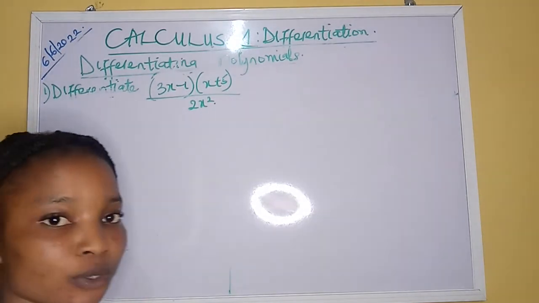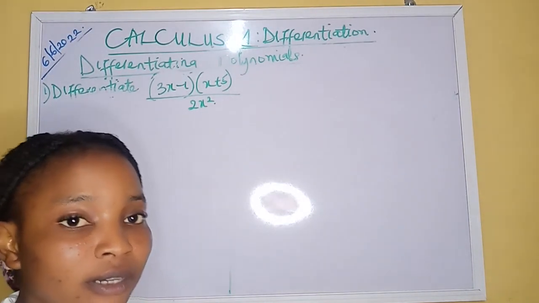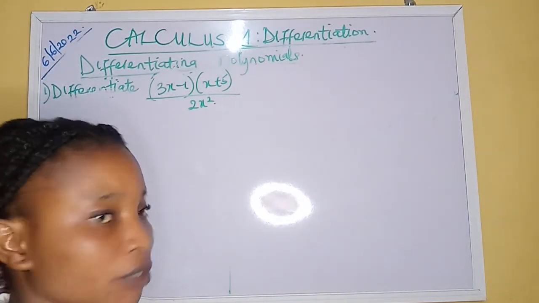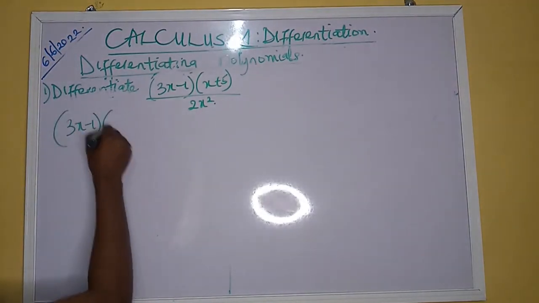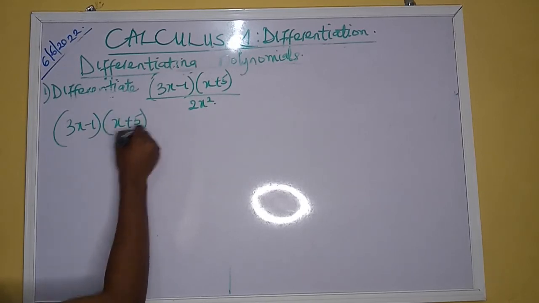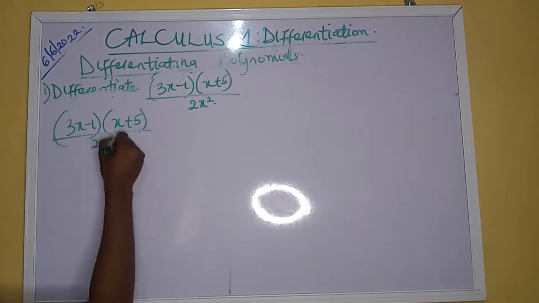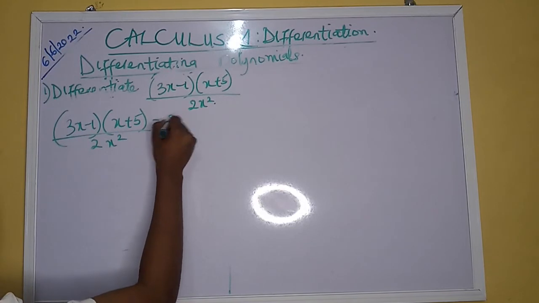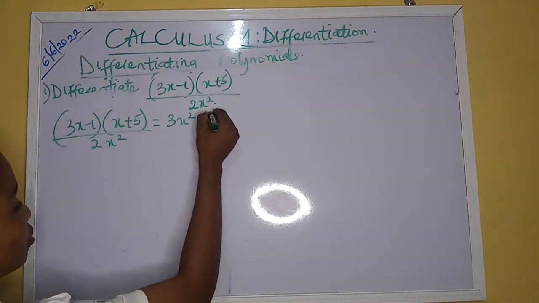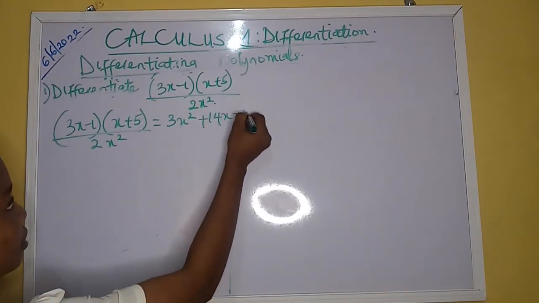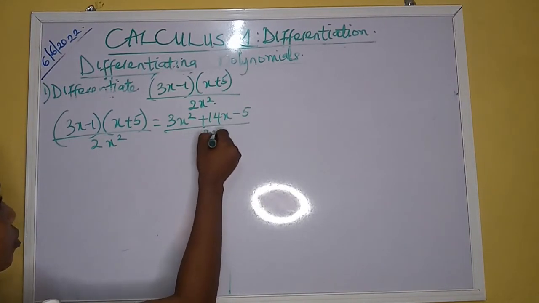The first thing to do is to multiply the numerator and then you divide by the denominator. So I have my 3x minus 1 into bracket of x plus 5 over 2x squared. If I'm to open this, I have 3x squared minus 15 plus 15 minus x will give me plus 14x minus 5 over 2x squared.